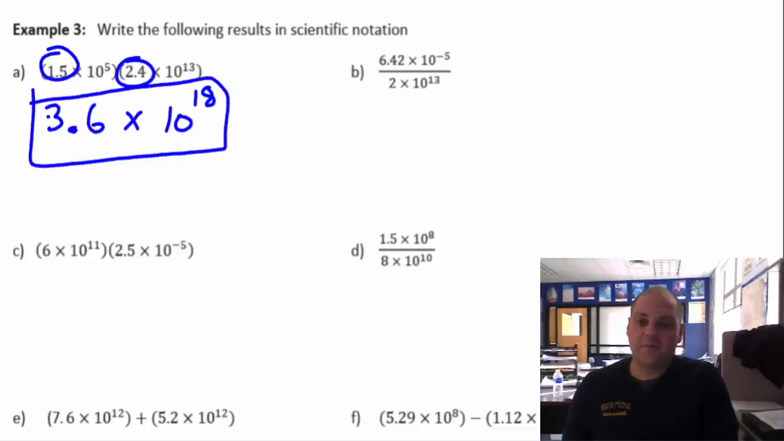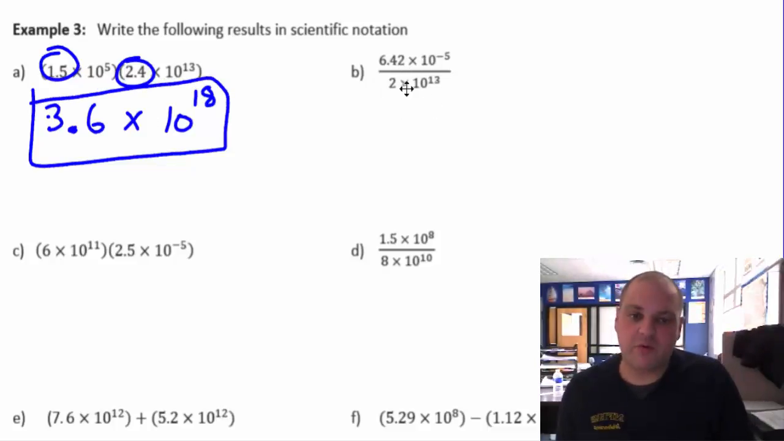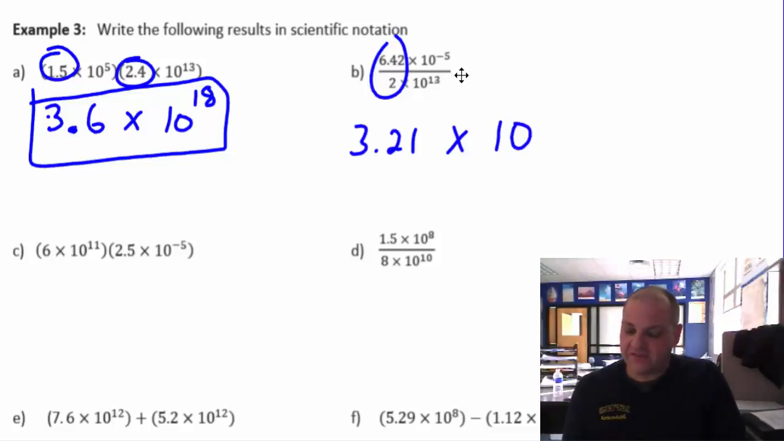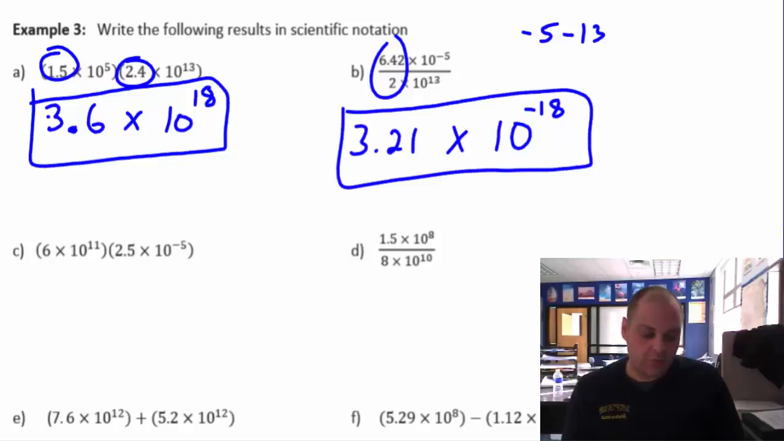That's it. Dividing. 6.42 divided by 2. Divide those, and you get 3.21. And then divide these. Now, when you're dividing, you subtract the exponents. Now, it's negative 5 minus 13. That's going to be negative 18. And we are in scientific notation, so we are done.